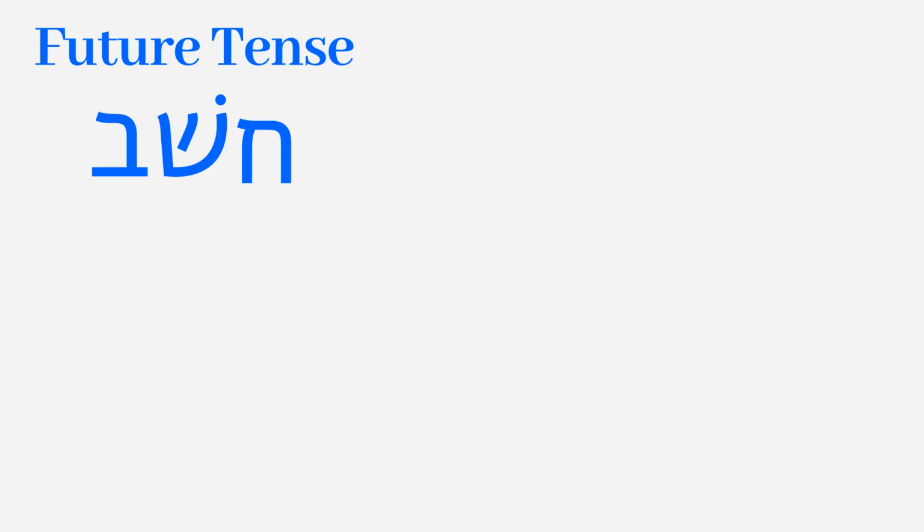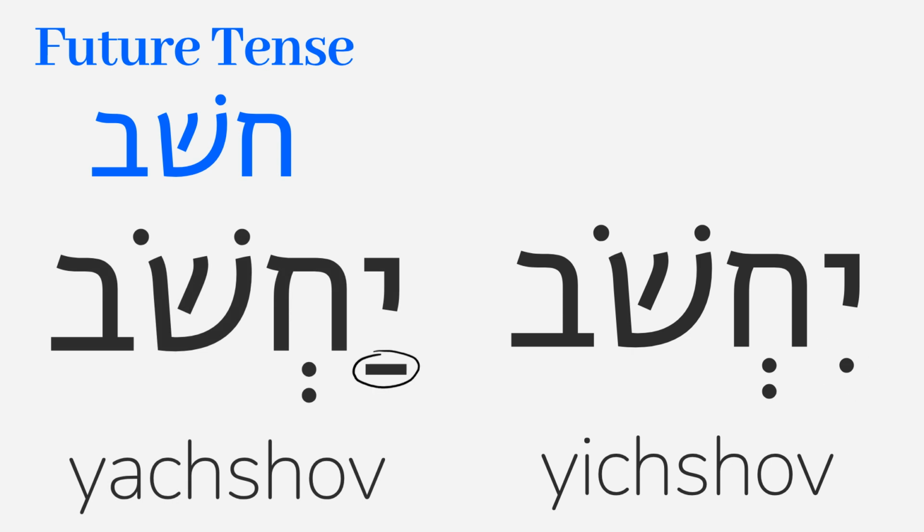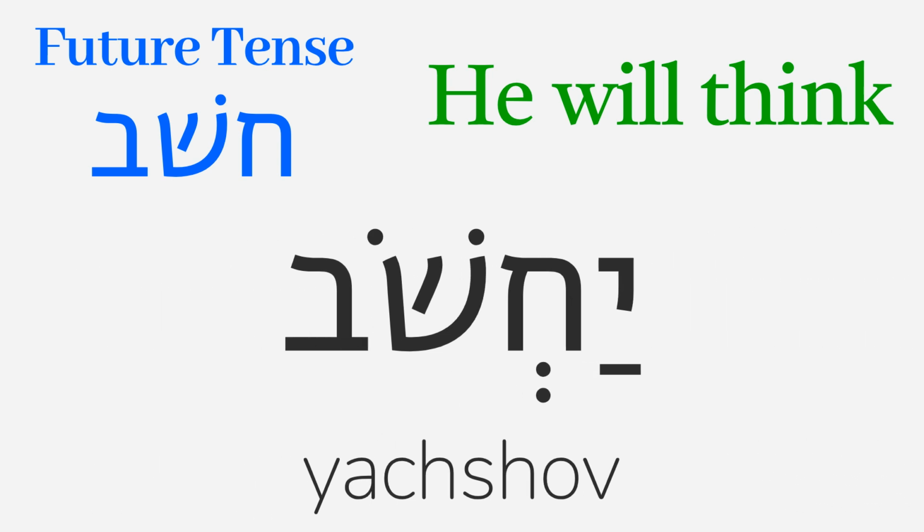Let's see how the future tense looks when the first letter of a root is chet, using the root chet shin beit, which has a meaning of thinking. With these kinds of roots, any future tense prefix that usually has a hirik will now have a patach. For example, he will think is not yichshov with a hirik under the yod prefix, but yachshov with a patach.